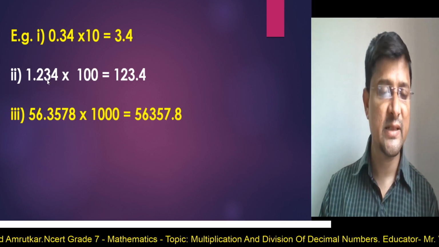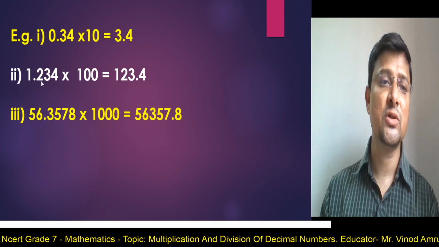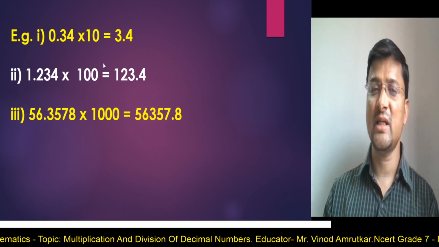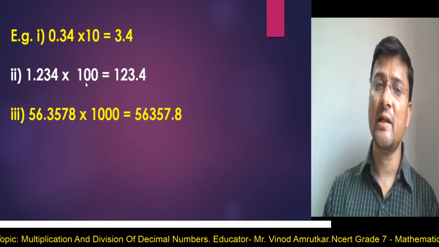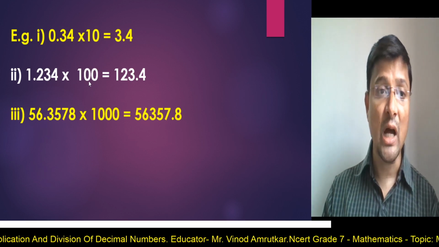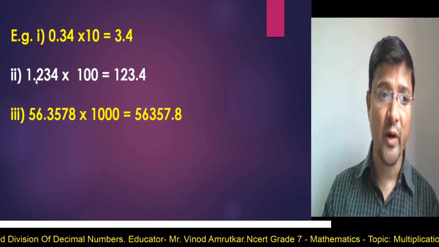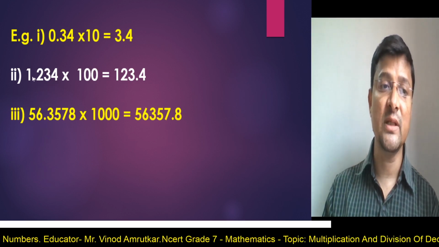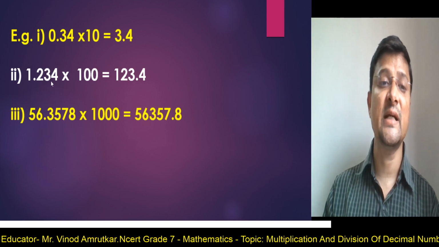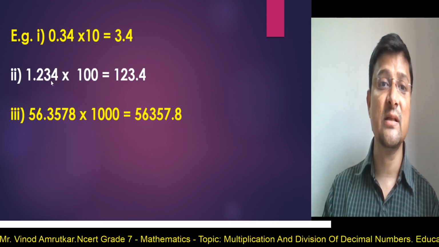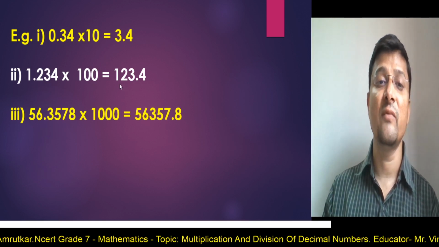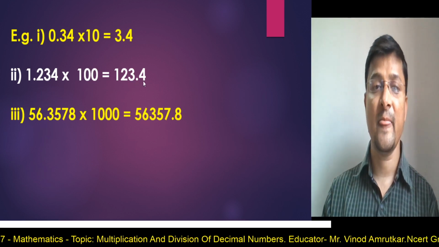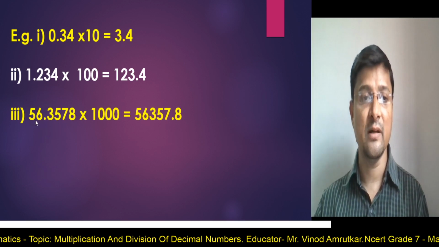Now second example, 1.234 multiplied by 100. Now check here. In the 100 there are 2 zeros. Okay, so now we shift this decimal point to the right side by 2 digits. We move this decimal point to the right side by 2 digits. So what is the answer? The answer is 123.4.